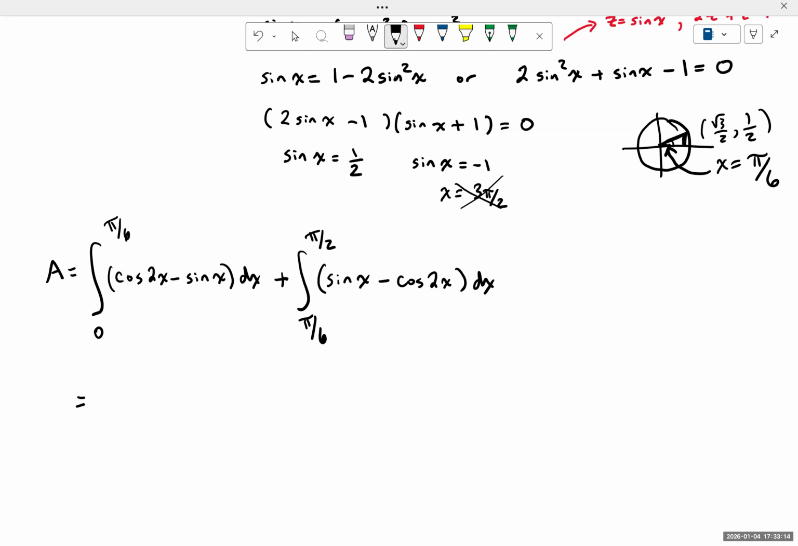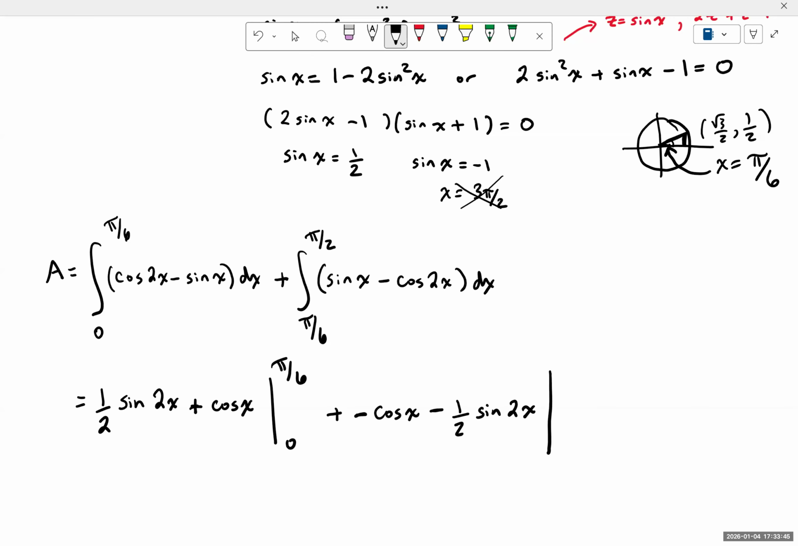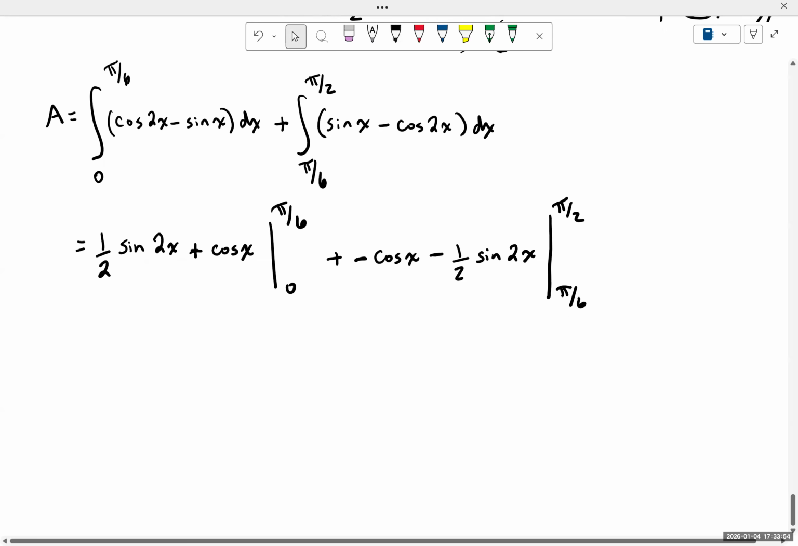Derivative of sine is cosine, so this would be 1/2 sine 2x minus, okay, the derivative of cosine is negative sine, so I have to be careful there. Then sine x: the derivative of cosine is negative sine, so I have a negative there, and the derivative of sine is cosine, so it stays negative. Be careful with my negatives. And this is pi over 6 to pi over 2. All I have to do is shove this stuff in and see what I have.